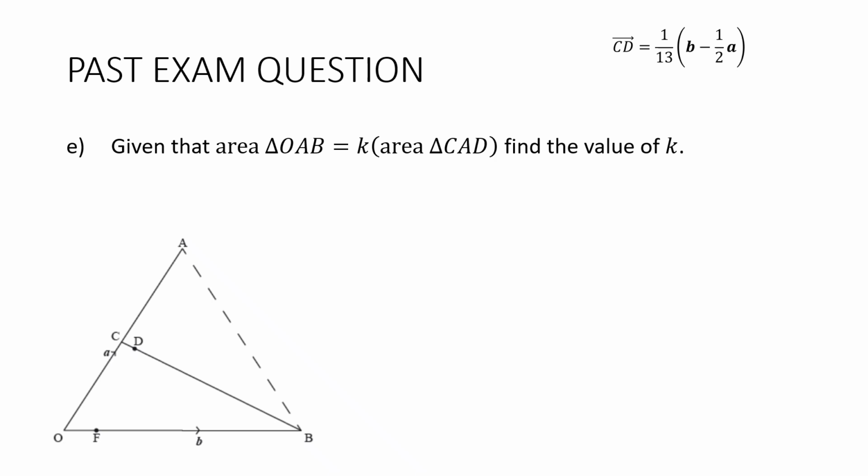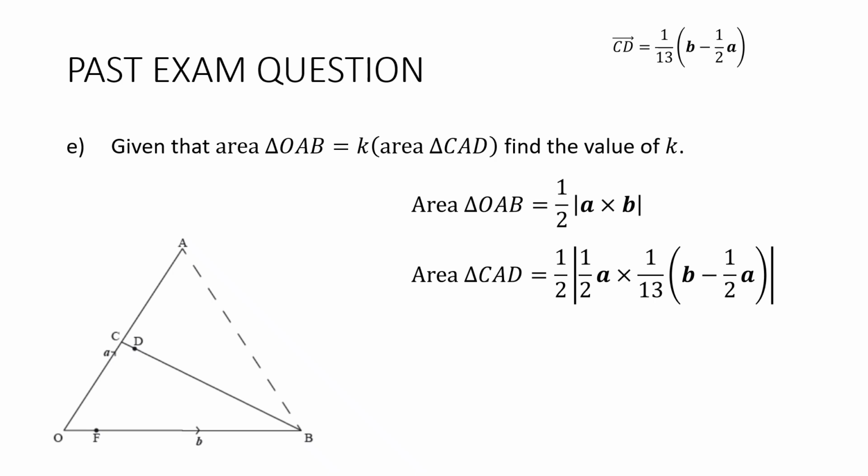Finally, given that area of the triangle OAB is equal to K times the area of triangle CAD, find the value of K. So we're going to use the cross product here. So area of this triangle here is going to be a half times the magnitude of A cross B. Similarly, finding this area here, and that's that little tiny triangle in there, it is going to be a half times, this is a half of A, and then CD we found in the previous part.